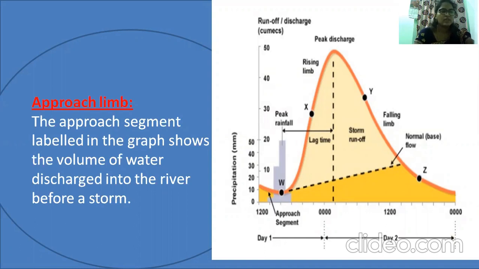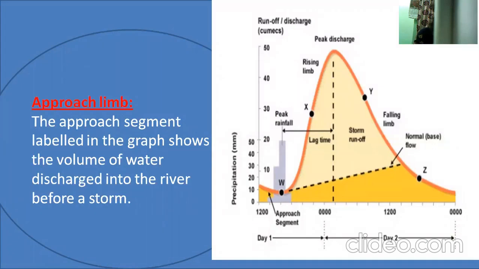The shape of the approach limb depends on the previously existing condition in the watershed. It depends on the distribution of rainfall intensity, the slope of the land, the hydraulic length of the basin, and the hydrological condition of the soils in the lower portion of the watershed.